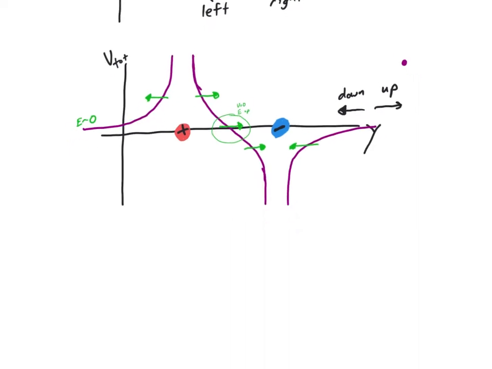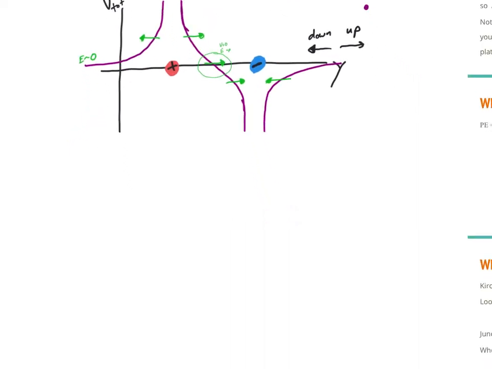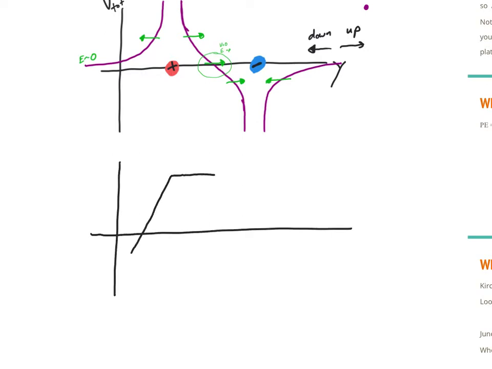I'm going to draw one more potential map now, and this one is just going to be some random voltage map. Okay, it's going to go up like so. It's going to have a plateau up here, and it's going to curve like so.